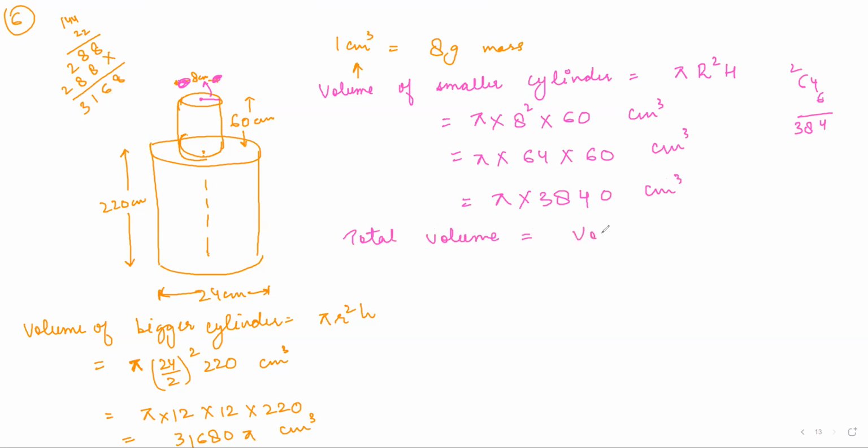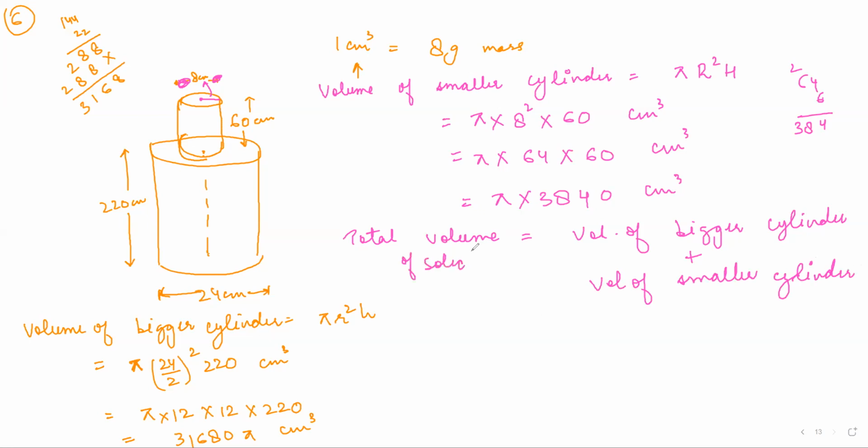Now total volume is equal to volume of bigger cylinder plus volume of smaller cylinder. Total volume of solid you can write. Now please add. So this one was 31680 pi and plus 3840 pi. So now you can take pi common and add both the numbers, 31680 plus 3840.